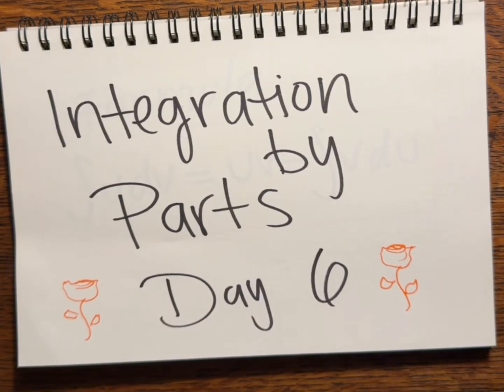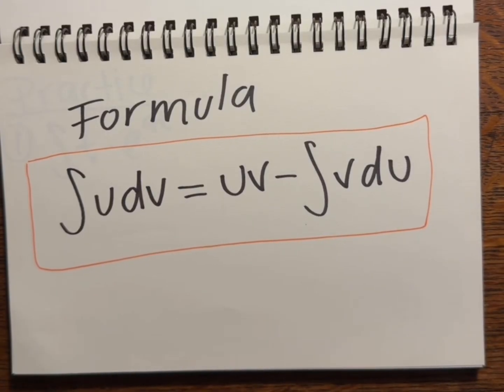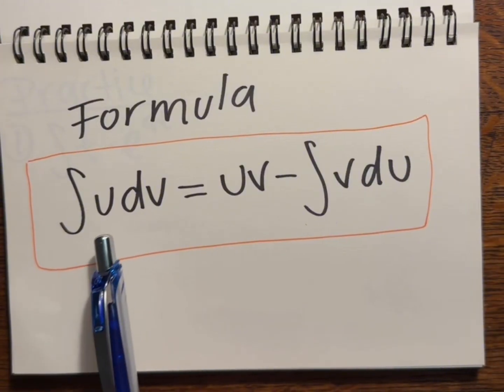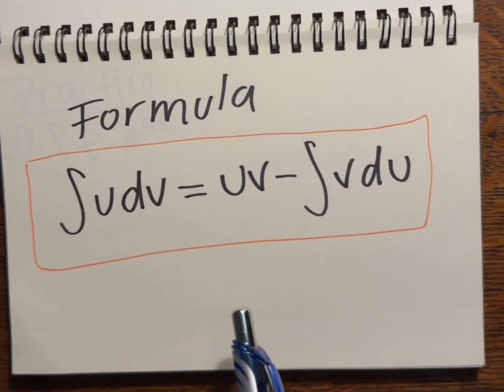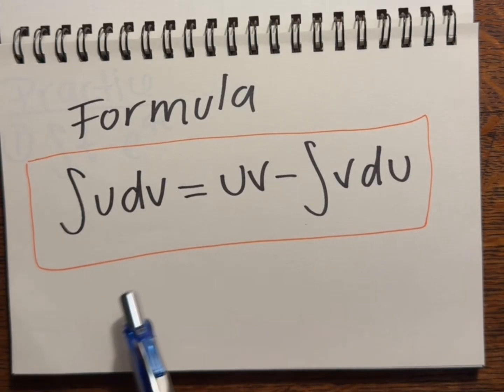Today we're going to be going over integration by parts. Integration by parts is useful when you're integrating a multiple of two functions where those two functions are of different type. So for example, you could have a trig function multiplied by a linear function. You could have a log function multiplied by an exponential function. So it's just good to use when you have those types of situations.